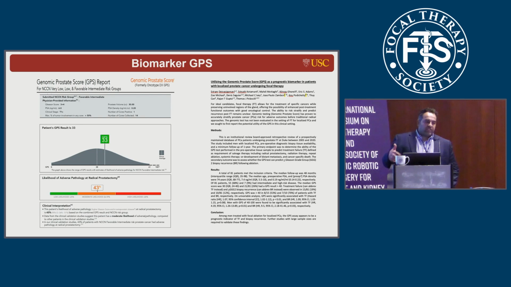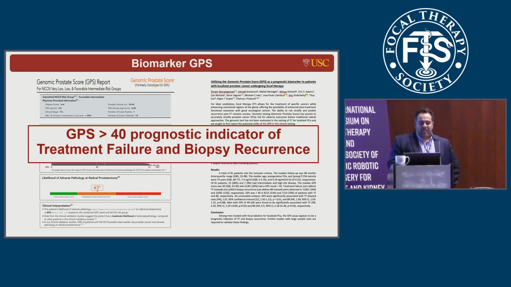What about other gene expression assays? This is an abstract from Dr. Polasic's group. He was kind enough to share with me. I like to use GPS and Decipher scores in evaluating patients' candidacy. And he basically looked in a retrospective analysis at what the cutoff was for worst outcomes based on post-ablation biopsies. And they used a GPS of greater than 40 as a prognostic indicator of treatment failure and biopsy recurrence.